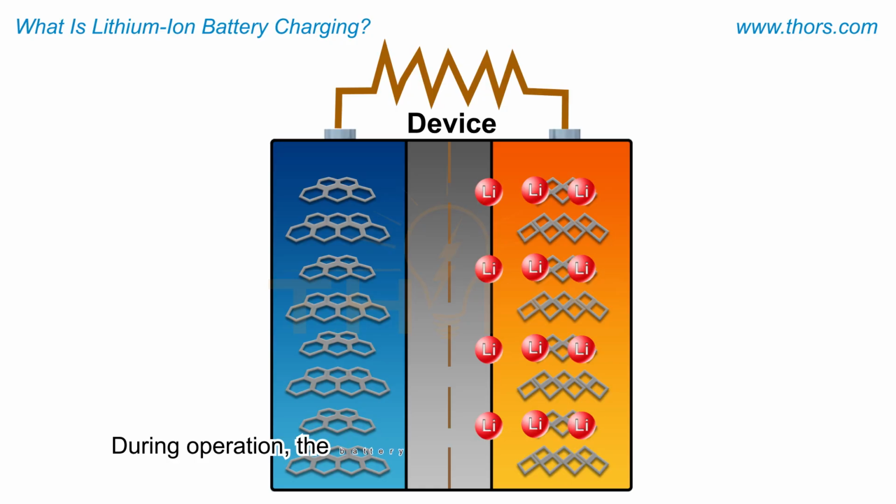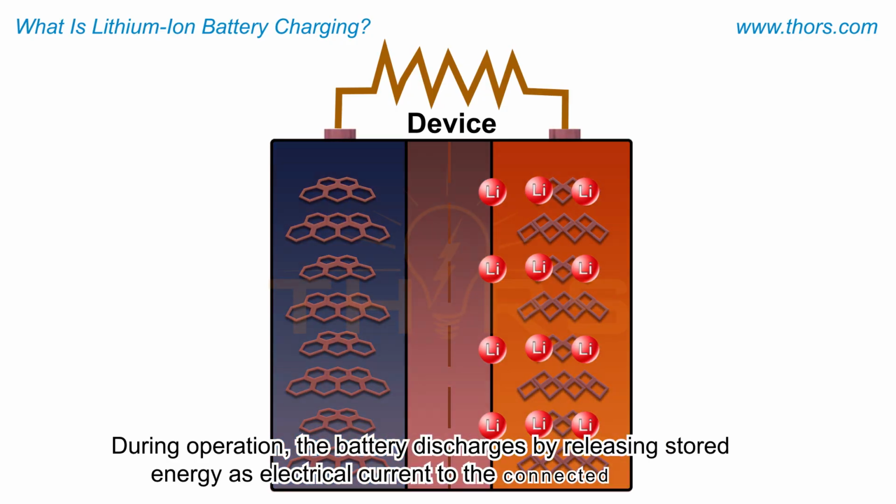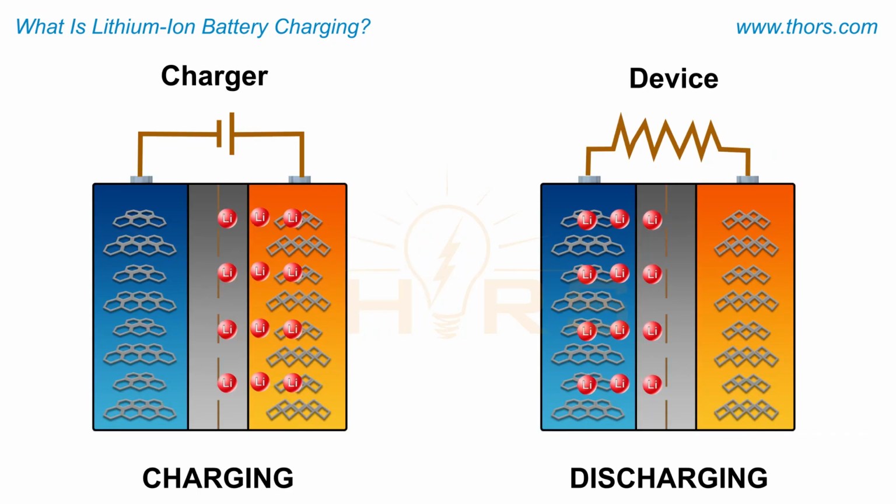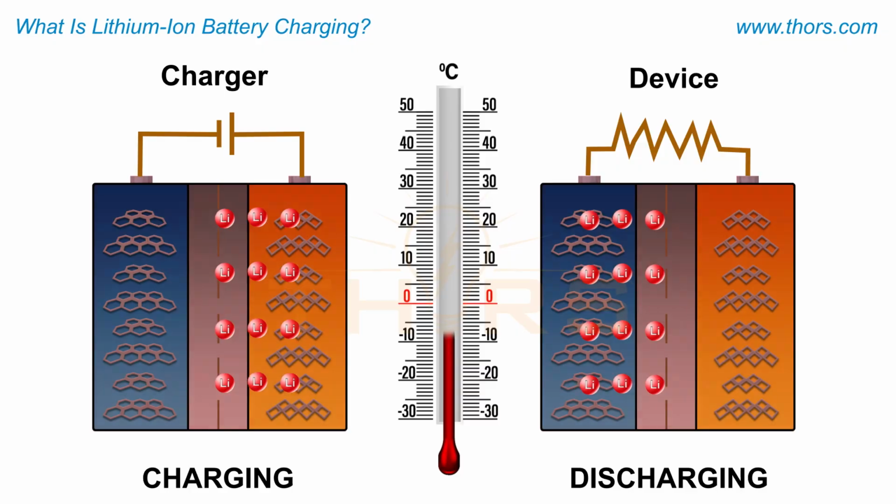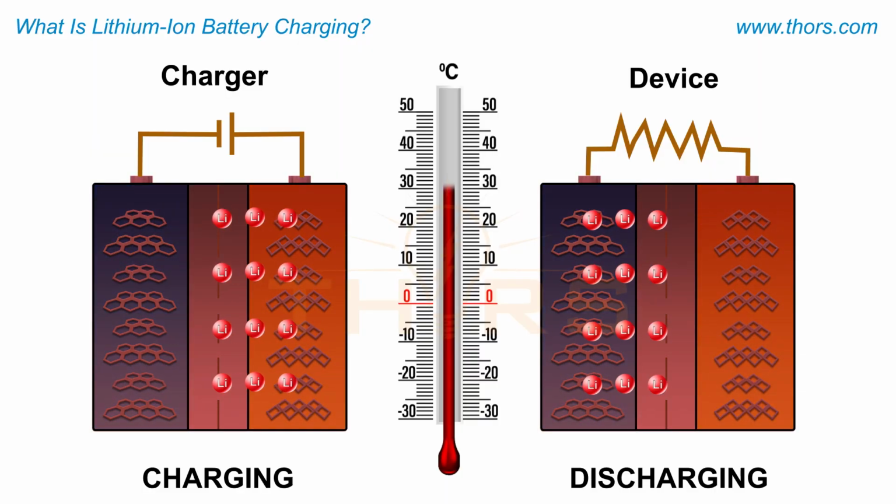During operation, the battery discharges by releasing stored energy as electrical current to the connected device. During the charging and discharging processes, the temperature may rise inside a battery cell due to the electrochemical reaction. Additionally, the temperature inside a battery pack may increase due to impedance or natural electronic resistance.